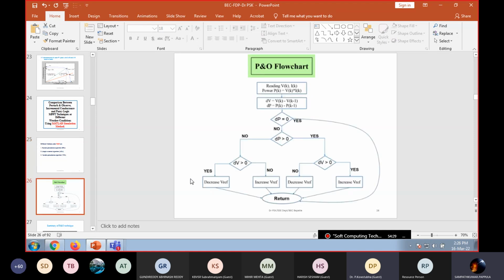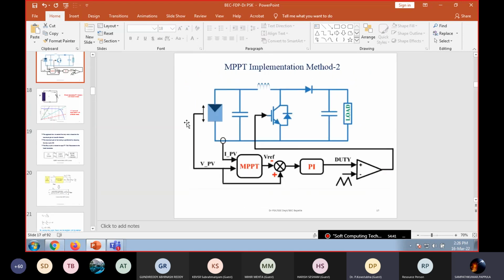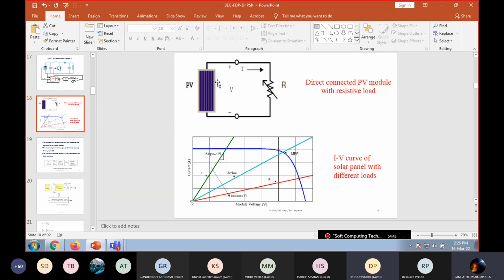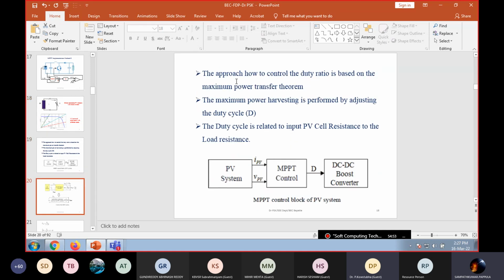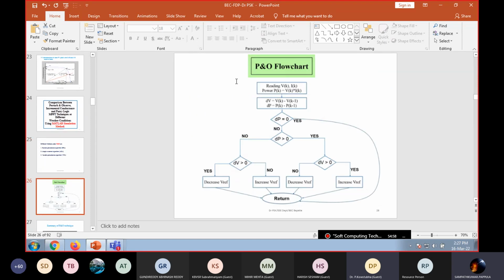In the P and O flow chart, from the solar panel we need to measure two parameters. One is the voltage, another one is the current. If you see this panel, we need to take these two parameters, the voltage and the current, from the solar panel. Those are the inputs of our controller, right? Now see the flow chart here.